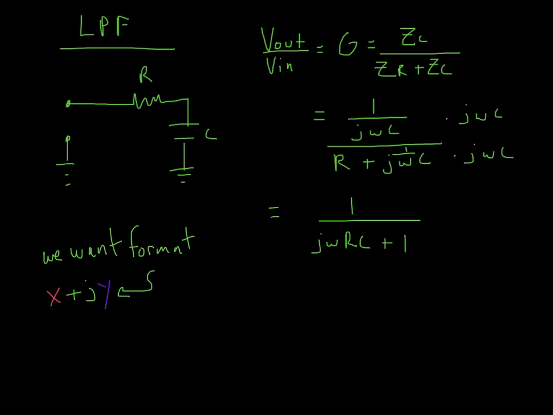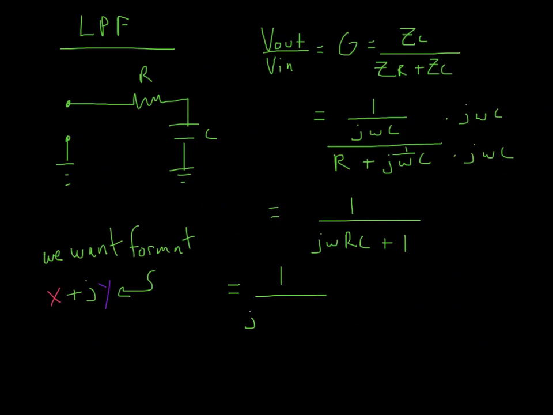Okay, that's the kind of format we want, but we don't have that. So there's a trick you do, especially when you have an imaginary number on the denominator. What we can do is multiply by the complex conjugate. I'm going to write this a little differently. This might look a little silly, but you'll see why I'm doing it. I'm going to write this as 1.